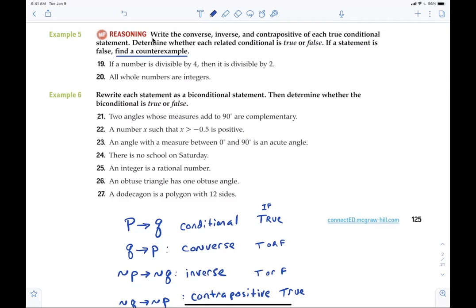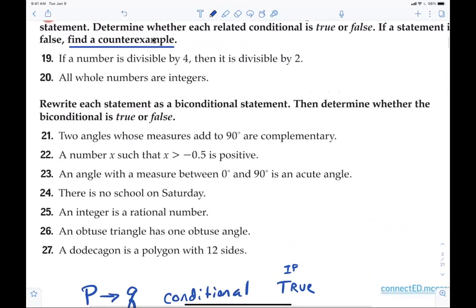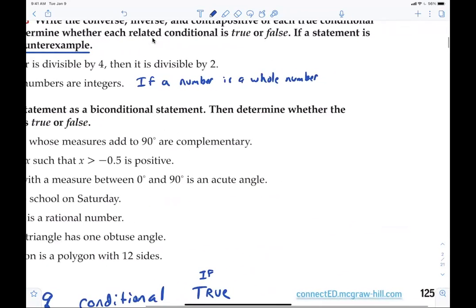If a number, I'm going to rewrite that for you guys because I don't think it's written properly. If a number is a whole number, then it is an integer.